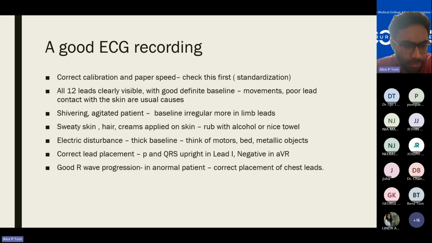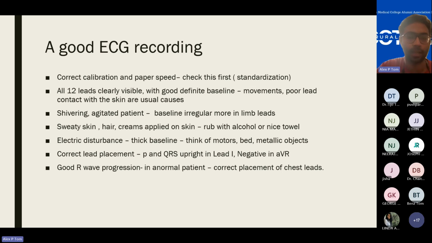Any movements, if the patient is shivering, if the patient is cold, or moving around, such things can cause very poor lead contact, and that can cause a lot of electrical disturbances in the ECG recording. Some other common causes are sweaty skin, hair, and creams applied on skin; things like this can cause a lot of disturbance in an ECG recording. How you can tackle that is to rub that area with an alcohol wipe or a nice towel so that it becomes very dry.